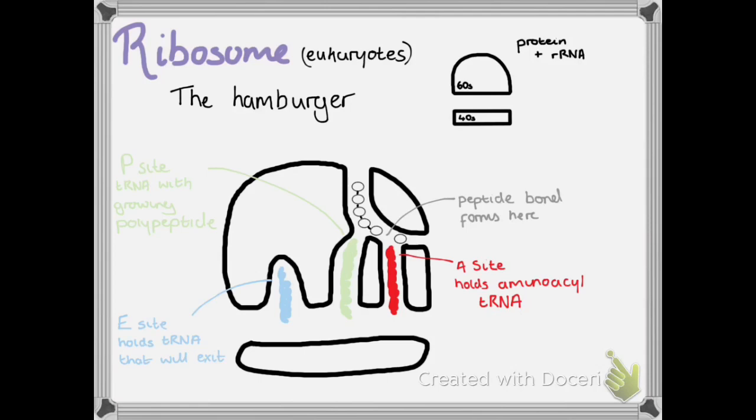You've got your A site, which holds the aminoacyl tRNA, so it's tRNA with the amino acid attached to it. You've then got your P site, which holds the tRNA that attaches to the growing polypeptide chain, so the amino acid is sort of forming a bond with the previous amino acids. And then you've got your E site that's holding this tRNA that's already lost its amino acid and then will be removed.